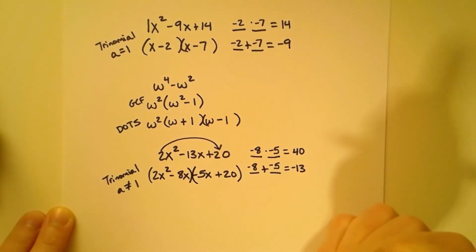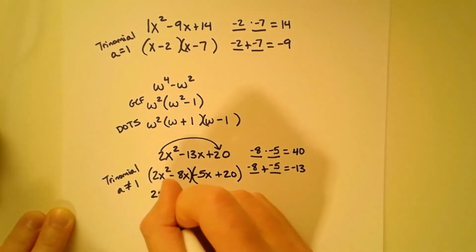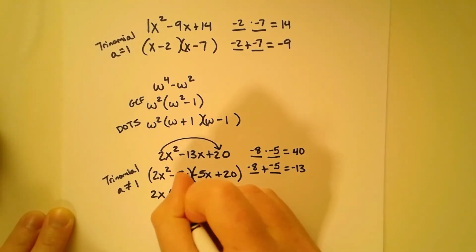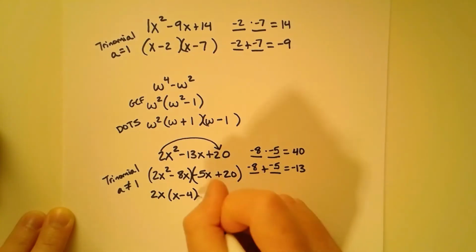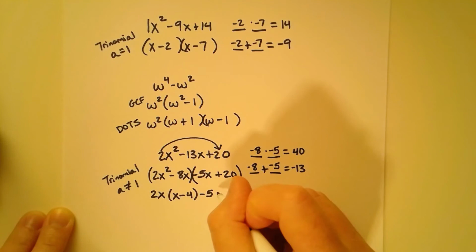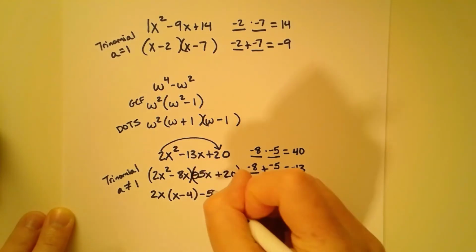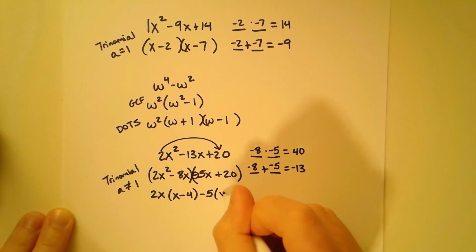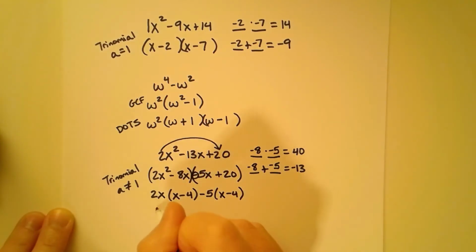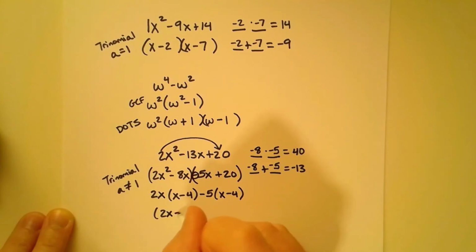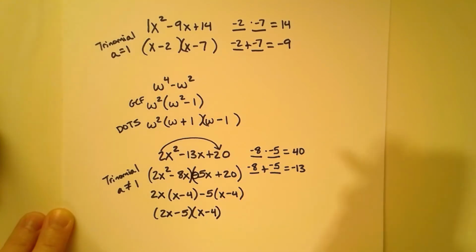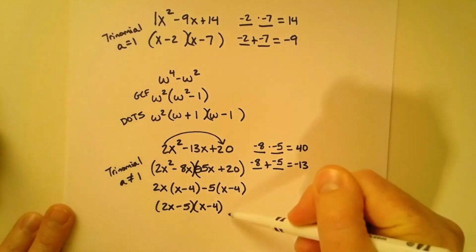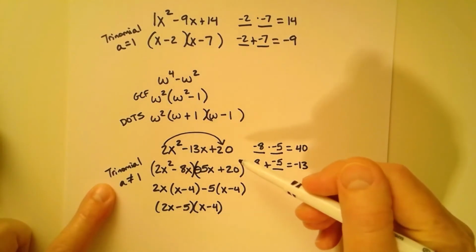So we're going to group our first two terms and take out a greatest common factor of 2x. And then we have x minus 4 left over. Then we're going to take out the greatest common factor of the next two terms, which would be negative 5. If the third term is negative, you want to take out the negative. And then we would have x minus 4 left over. And then our factors would be what we took out, which is 2x minus 5, and then what they had in common would be our other factor. So this one, we used grouping in order to factor a trinomial where a was not equal to 1.